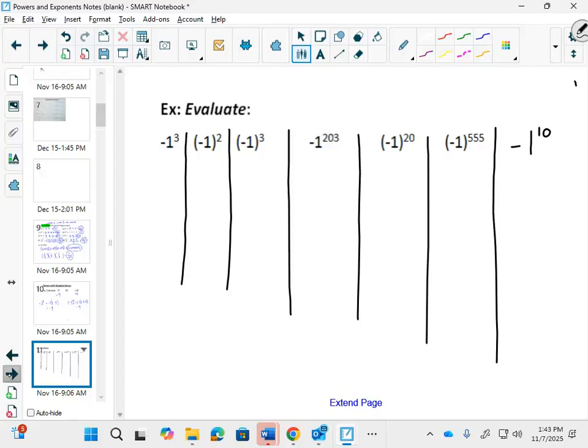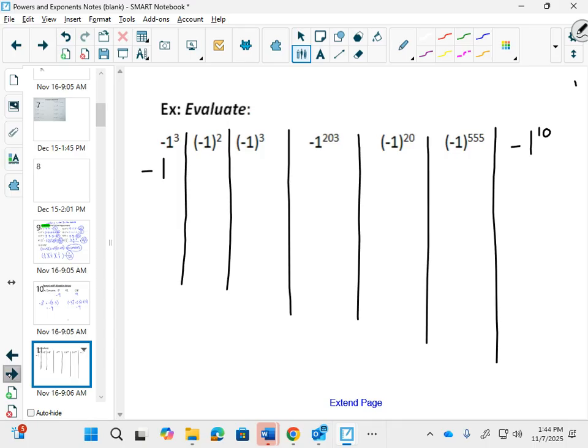Ready to see if you got them right? The first one is negative 1. Why? Well, first of all, the 3 just hits the 1. So you would do 1 times 1 times 1 first, which is still 1. And then you multiply by the negative in front, which keeps it negative.